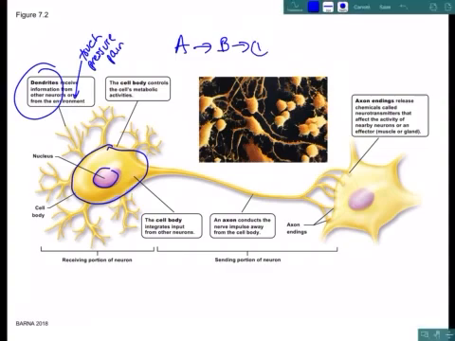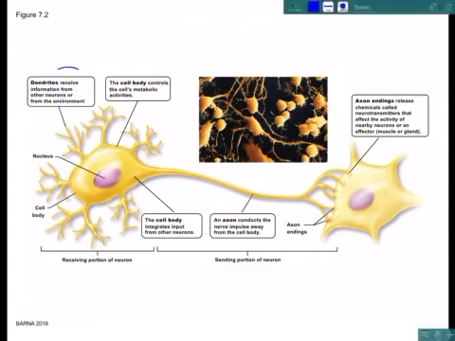And so the dendrites would be the receiving end. They're going to be receiving that message from a previous neuron or some sort of environmental stimulus.